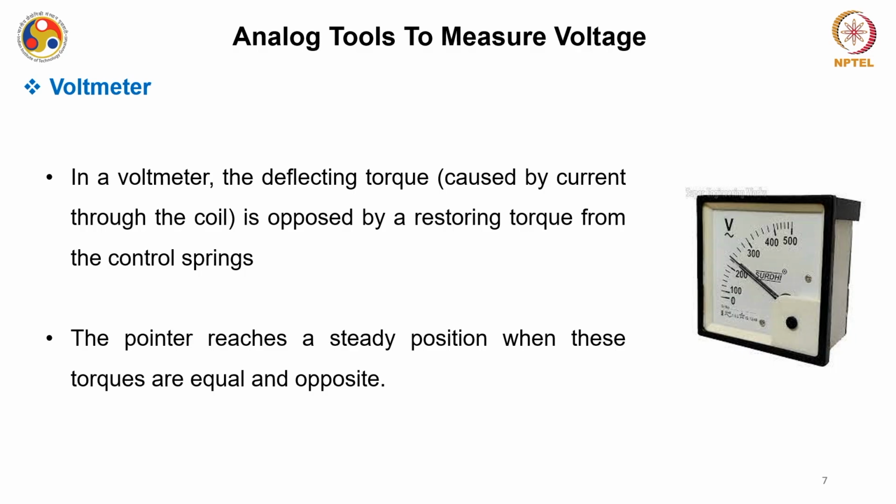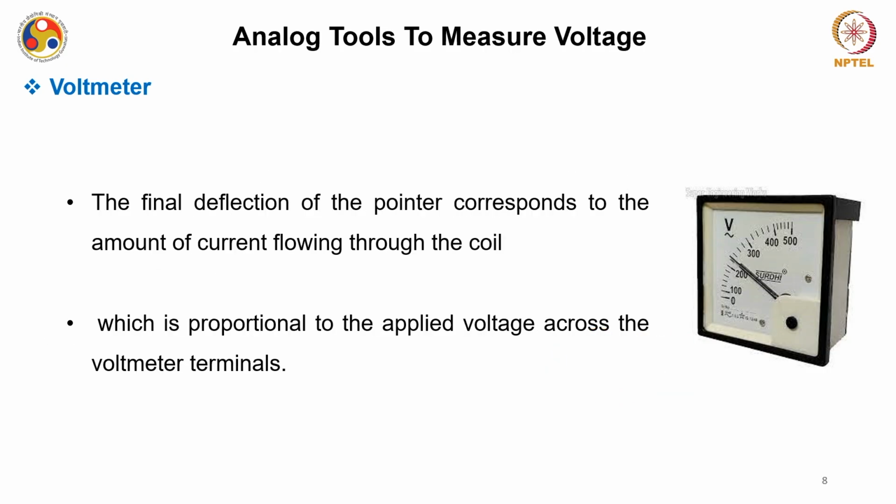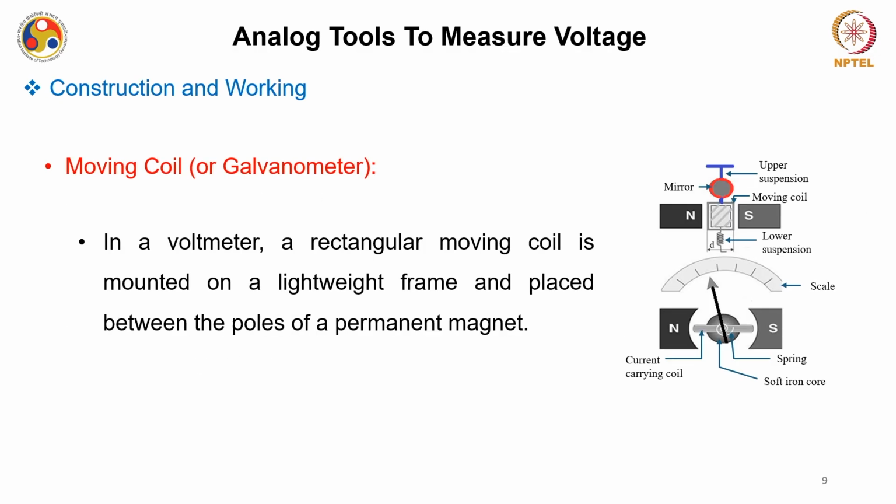In a voltmeter the deflecting torque which is caused by the current through the coil is opposed by restoring torque from the control springs, okay, and the pointer reaches a steady position when these torques are equal and opposite. So control torque, say tau c, is equal to the deflecting torque at this position; we can say that the pointer has reached a steady state position, or vice versa, okay. The final deflection of the pointer corresponds to the amount of current flowing through the coil, and this current in turn is proportional to the applied voltage across the voltmeter terminals, okay.